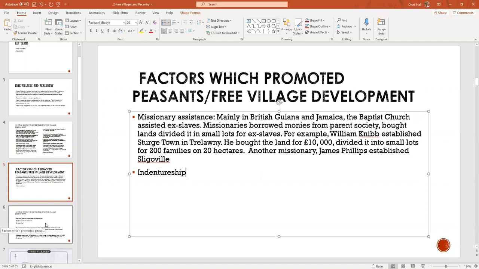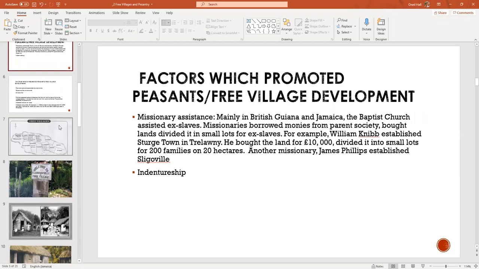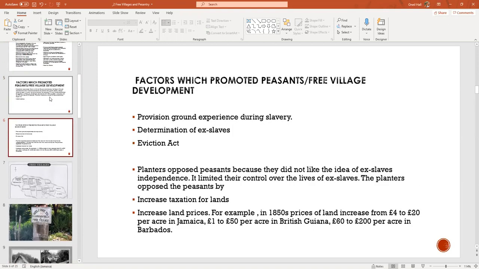A while ago I was Googling and I found out that Sligoville used to be named Highgate. Yes, sir. It said the free village of Highgate was renamed Sligoville. Oh, I never knew that. That's new to me. And it's James Phillippo, if it matters.